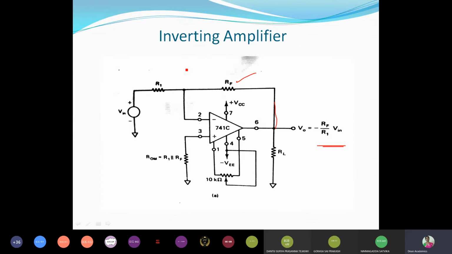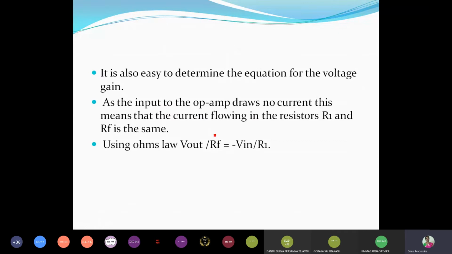Have you noted this circuit diagram in the previous classes? Yes, ma'am. Yes, okay then. Good. Right.